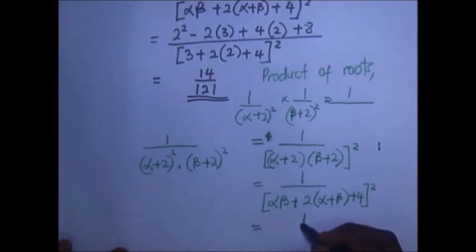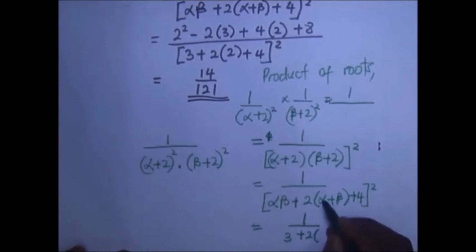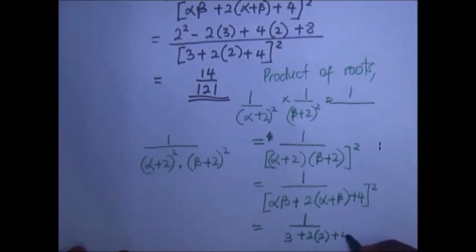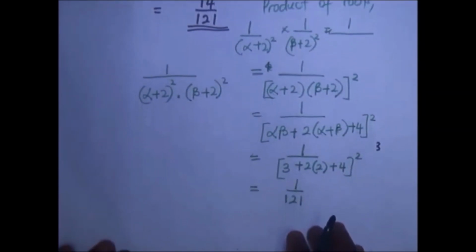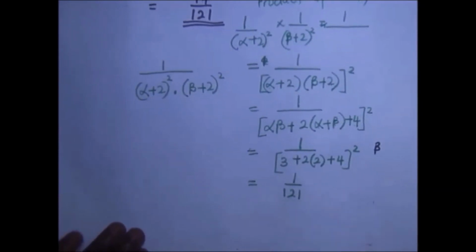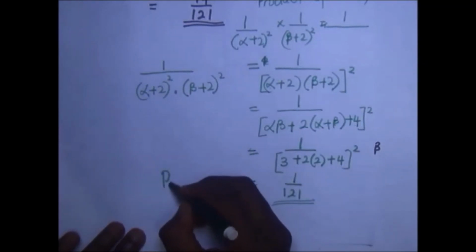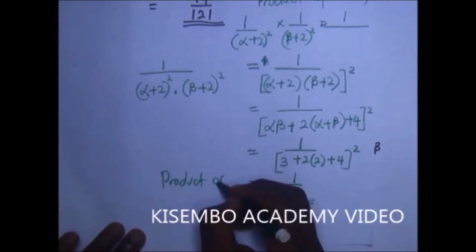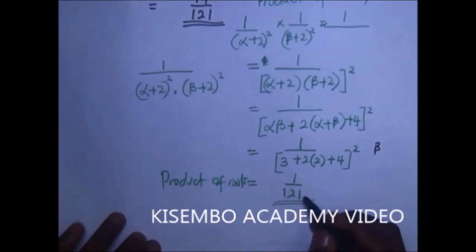So we shall end up here with 1 over, what is alpha beta? Alpha beta is 3 plus 2 into alpha plus beta, which is 2, plus 4. All this is squared. We end up with 1 over 121. Like that, 1 over 121 is the answer we end up with. So meaning here, these are the product of the roots. So the product of our roots is going to be 1 over 121.